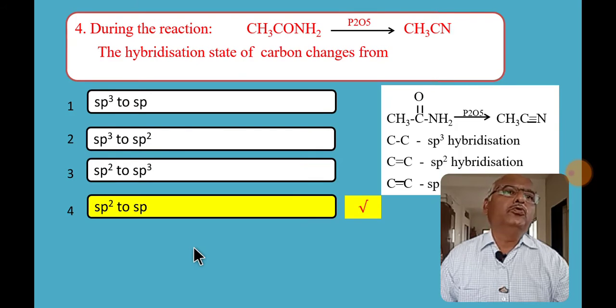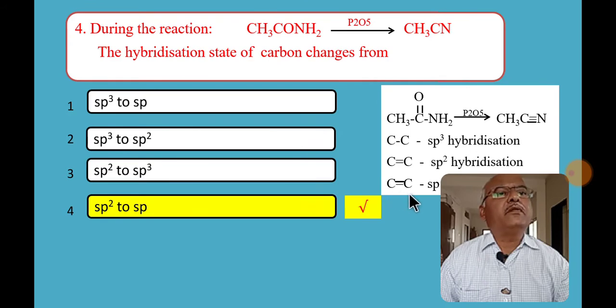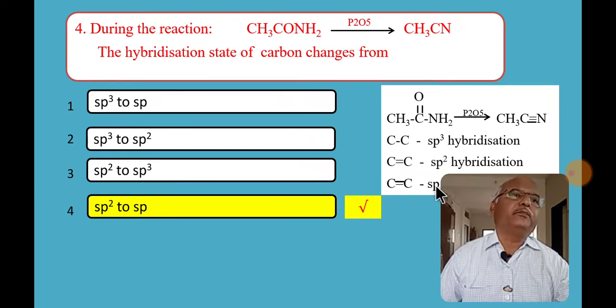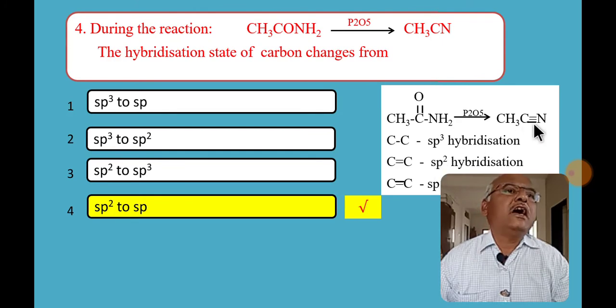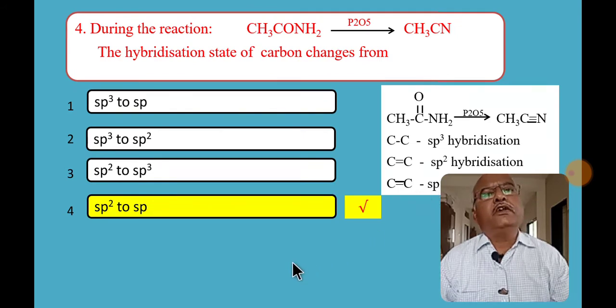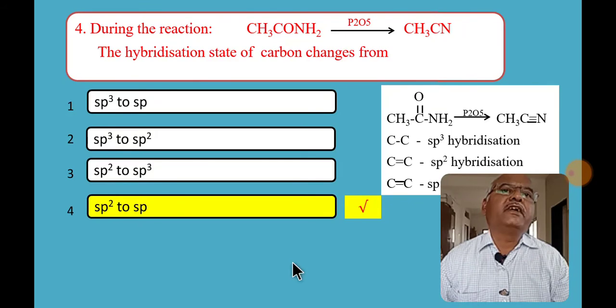sp2 to sp. You know that in a carbon-carbon single bond, there is sp3 hybridization. In a carbon-carbon double bond, sp2 hybridization. In a carbon-carbon triple bond, sp hybridization. So, here a carbon-oxygen double bond is present, that is sp2 hybridization, and here a carbon-nitrogen triple bond is present, therefore sp hybridization is present. Therefore, the fourth answer is the correct answer.